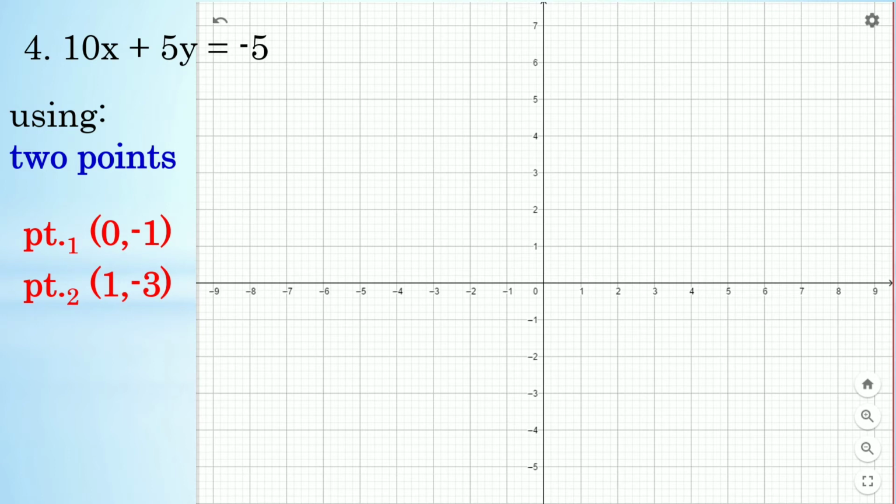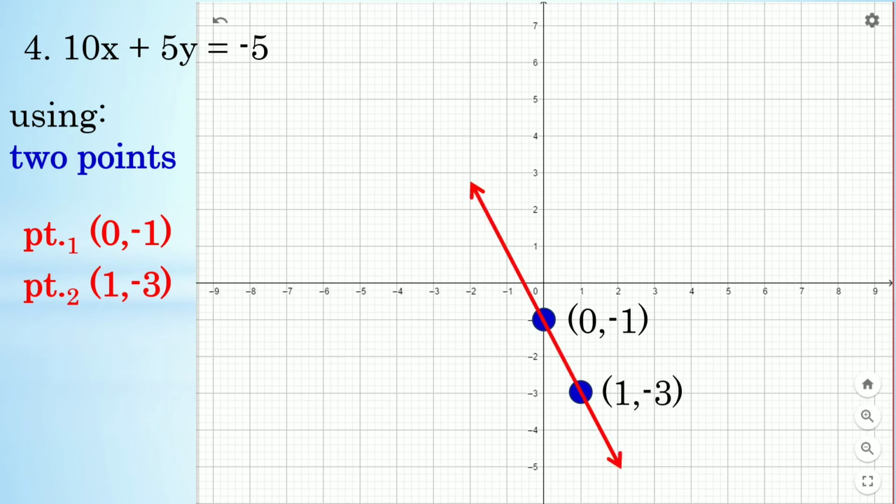So, ating first point ay 0, negative 1. So, nasa y-axis siya, doon sa babang part ni y-axis. So, ayan po siya. And then, ang ating second point ay 1, negative 3. So, siya po ay nasa quadrant 4. Kaya doon natin siya ilalagay. And then, dahil meron na tayong 2 points, pwede na natin siyang i-connect using a line. So, ito po yung graph ni 10x plus 5y equals negative 5 using 2 points.